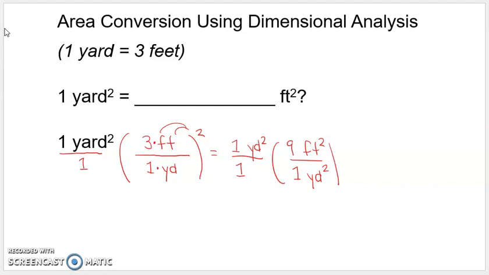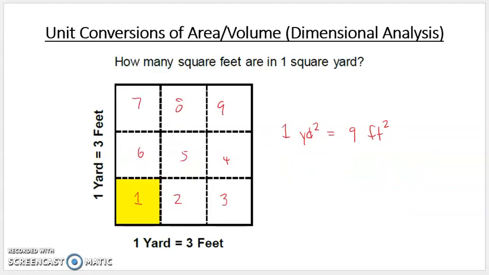Now I can cancel. I have 1 yard squared on the top, cancels with a yard squared on the bottom. And what am I left with? 1 times 9, remember, just multiply your fractions. That's 9, over 1 times 1, which is 1. And the only unit that's left is feet squared. So 1 yard squared equals 9 over 1, or 9 feet squared, which basically proves what we did up here.